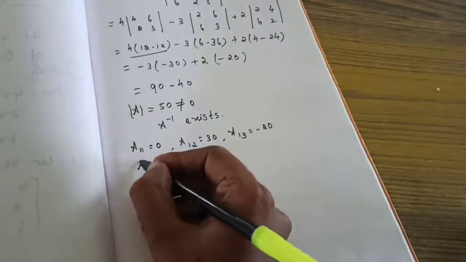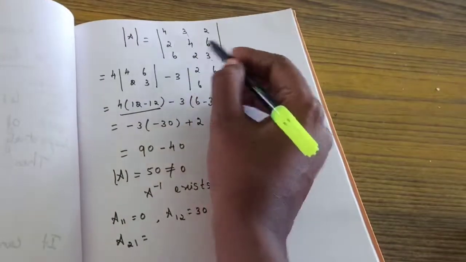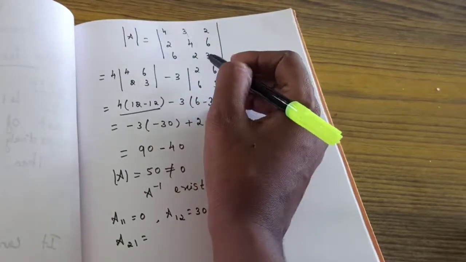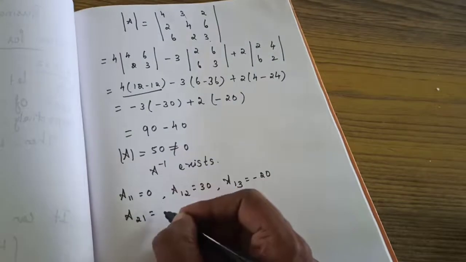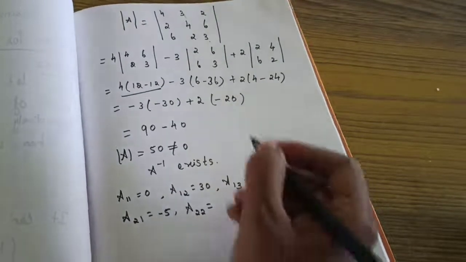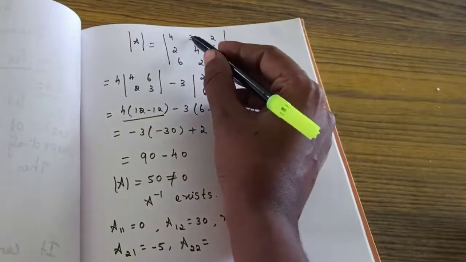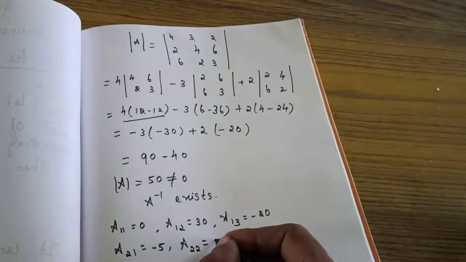Then the next one is A21. A21 means it is minus. Is it right? So this and this will go, means 3 3s are 9. 9 minus 4 is 5. Already one minus will be outside, so minus 5. Then A22 is equal to, so this and this will go. So how much will you get? 4 3s are 12. 12 minus 12, that is 0.